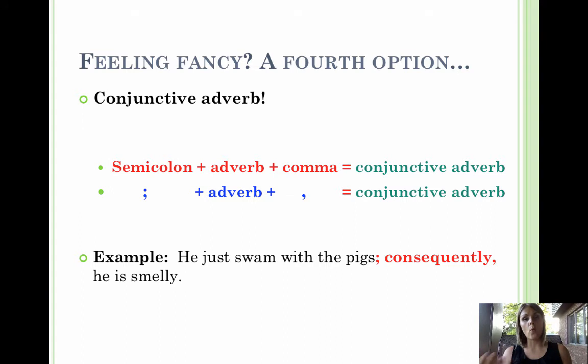So, an example of a sentence combined, or I should say two sentences combined with a conjunctive adverb to form one sentence is, "He just swam with the pigs; consequently, he is smelly." Now, when you're doing a conjunctive adverb, you have to get the semicolon first and the comma after the adverb. If you do them in the wrong order, then it's not grammatically or mechanically correct.